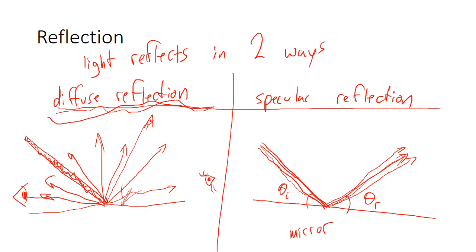So that's the difference between diffuse and specular. One reflects at all angles and one reflects only at the same angle that you incident on. Ta-da! So these are your two types of reflection. You can see these happen in lots of places. You can see both at the same time sometimes.